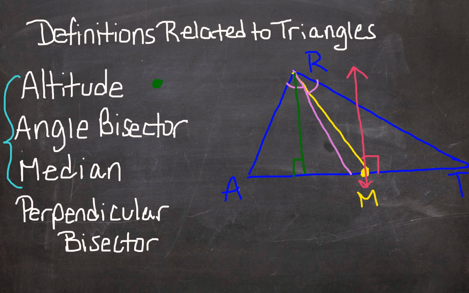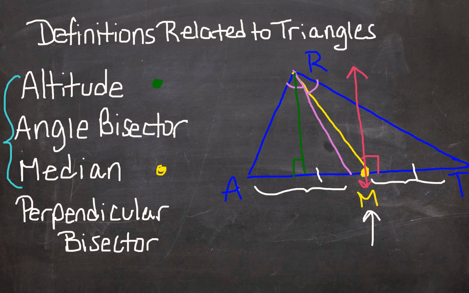Let's mark something. This yellow point here, marked M, that's the midpoint. That is the midpoint. AM is congruent to MT. That might help. So now, can you name the median? Or tell me which color is the median. The median is the yellow one. Goes from the vertex to the midpoint of the opposite side.